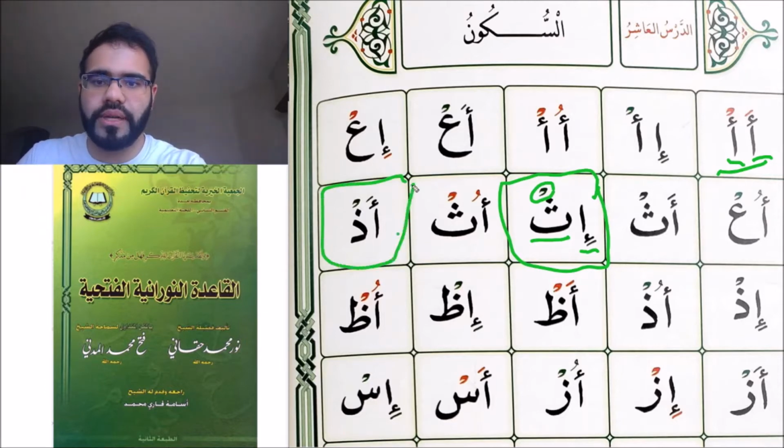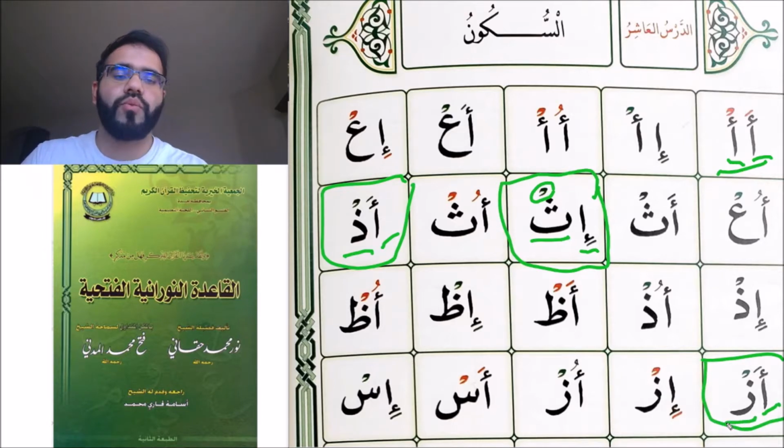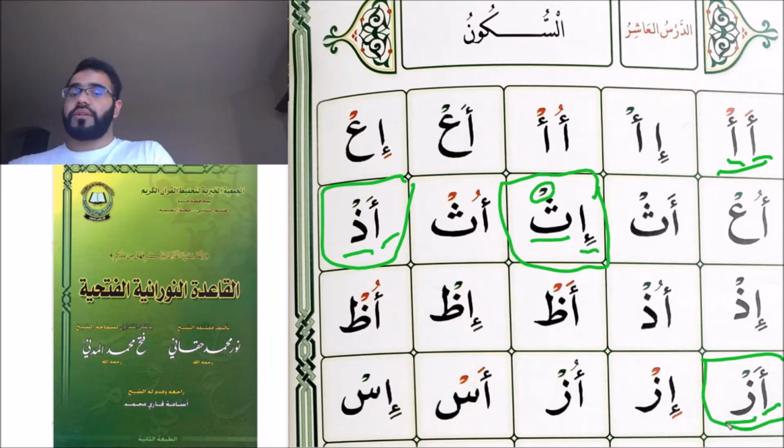Let's look at another example. Here's an alif connected with a dal, so you get ad. Let's look at this one right here. Here's alif connected to za. We say az. So that's all we're going to be doing today.